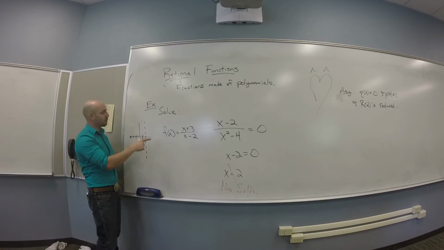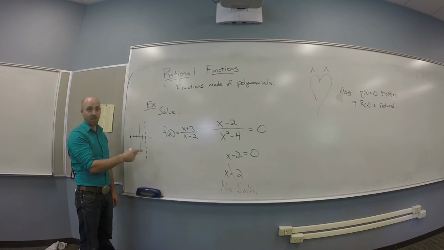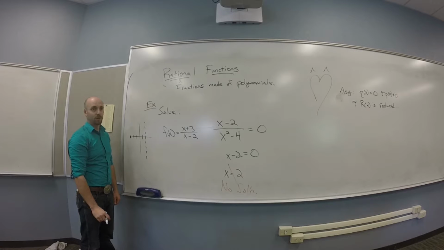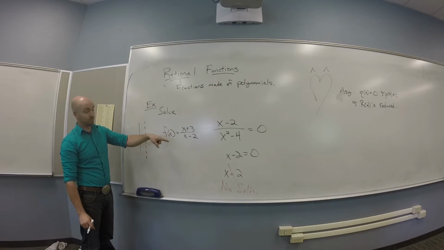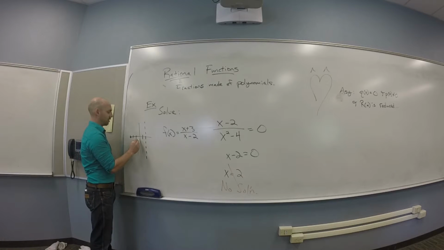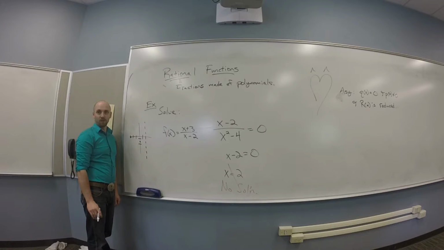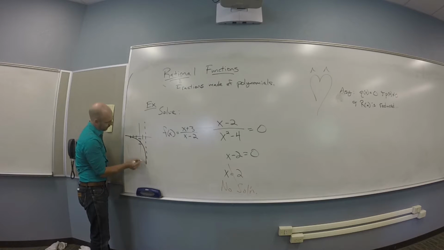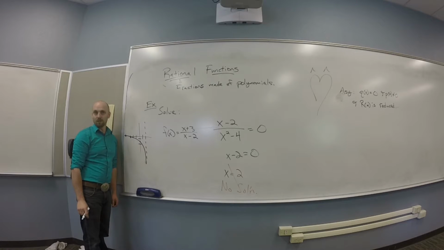And then I need a couple more points just to figure out where things are going. So I might plug in f of 0. I get 3 over negative 2. So that's going to be down 1.5. Okay, so I think this thing probably goes like this on the left. You guys with me on that?